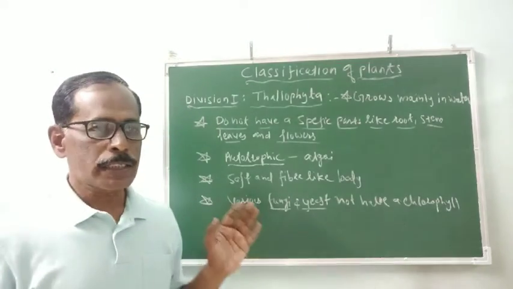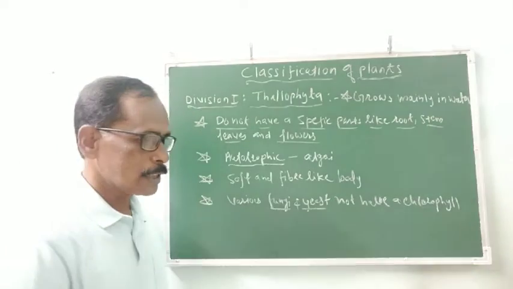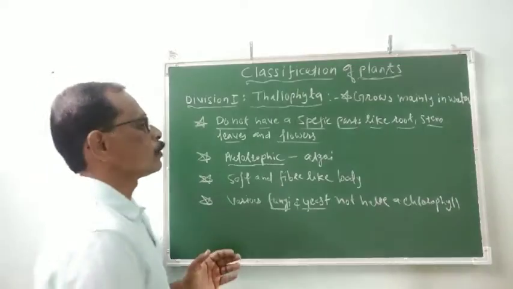Most of the thallophytes are the autotrophics. They have a chlorophyll pigment and they perform the photosynthesis. And these autotrophic thallophytes are also known as the algae.